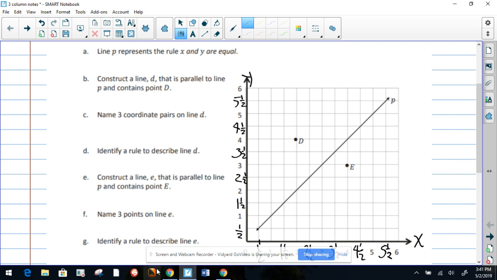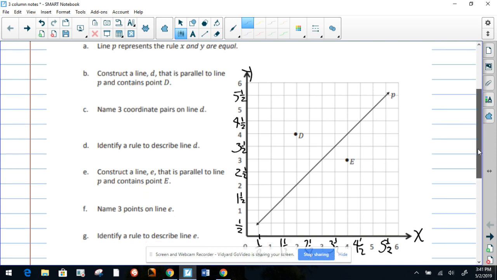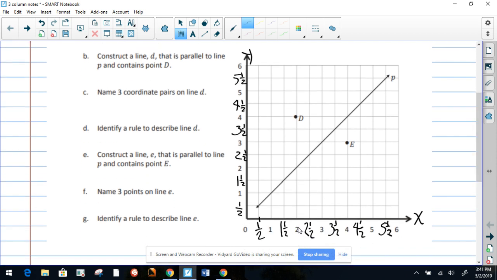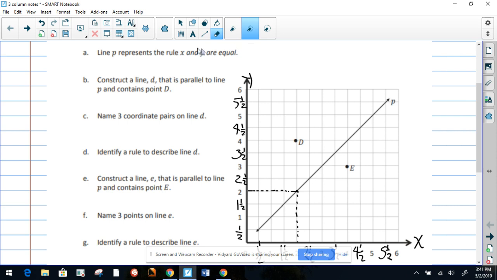Okay, now that we have that in place, it says construct line P that represents the rule x and y are equal. So let's see if it's true. So it says the line P represents the rule that x and y are equal. So that's the rule. So let me check. If x is 2, there you go, then y is 2. So that is correct. I already checked that one and it's true. So now that's my mistake. That's not the one. A. So I solved the A already. I checked that to see if this is true.